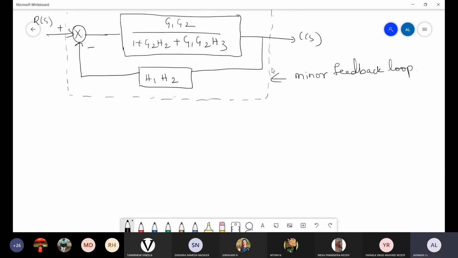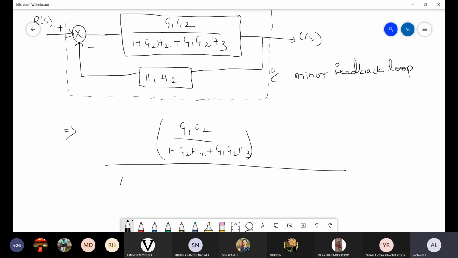Those are not solved, you can see. So G1 G2 divided by 1 plus G2 H2 plus G1 G2 H3. This entire term is G of S. This whole divided by, once again, 1 plus the same block value, G1 G2 divided by 1 plus G2 H2 plus G1 G2 H3, all multiplied with H1 H2.